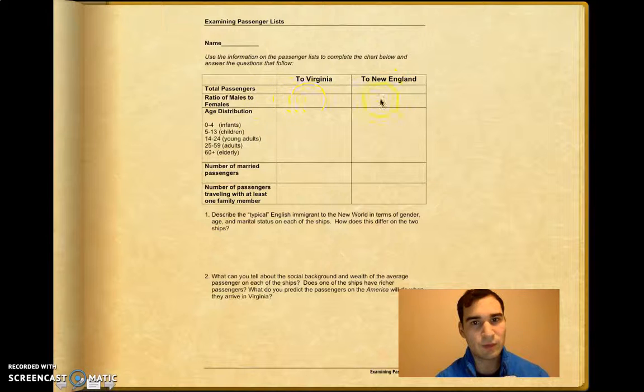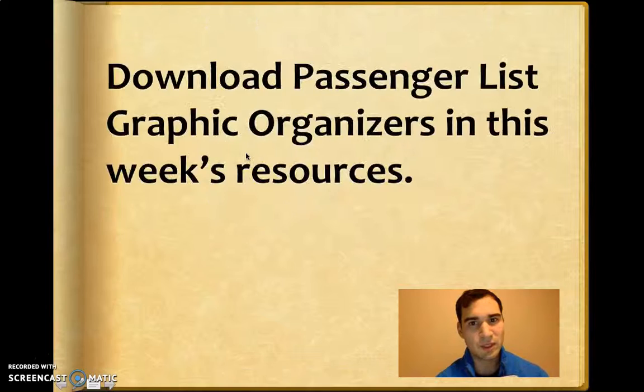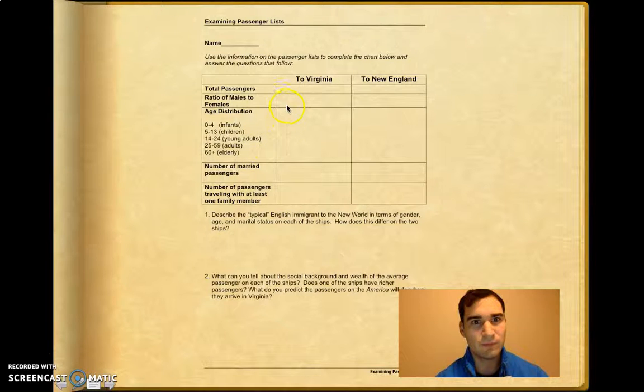And then try and do the ratio of male to females. I understand that on this ship, it's not going to tell you exactly their gender, but you can just guess. If it's close, I'll be nice to you. So ratio means how many men to how many women. So you'd write 1 man, and then how many women. So you can just put the number of men and the number of women.